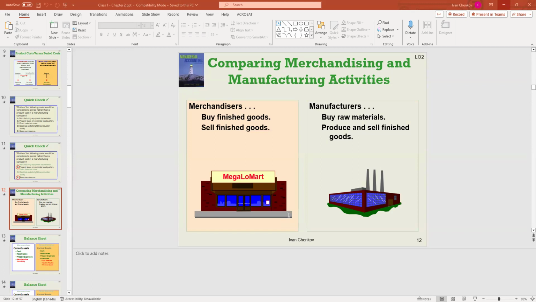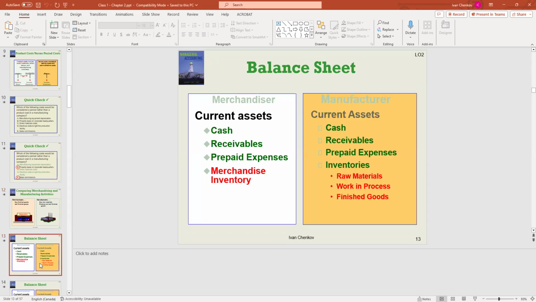Buy cars, sell cars. Manufacturer, that's a different story. The manufacturer buys the raw materials and then produces and sells finished goods. For that reason, we're going to have a different kind of vibe in the cost of goods sold here. So first, for the assets, for the inventory, in the merchandising company, we're going to have only one inventory account, which is called merchandising inventory. Whatever you buy, that's what you're selling. In the meantime, we're going to keep it in the account called merchandising inventory.